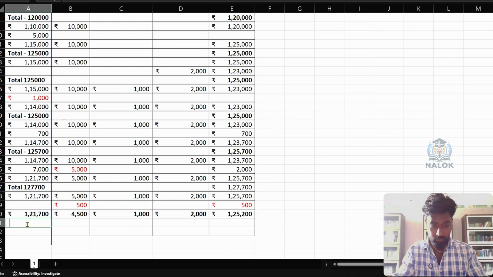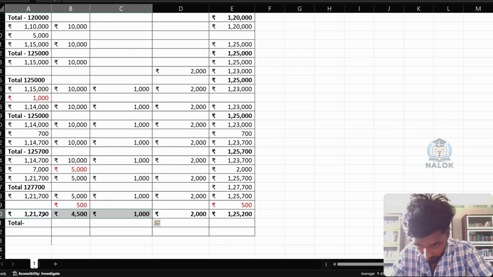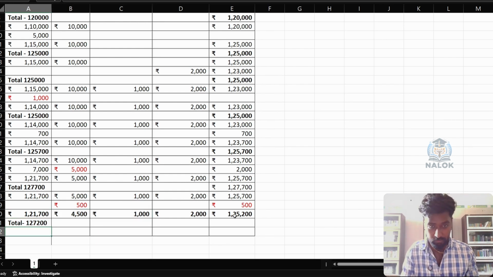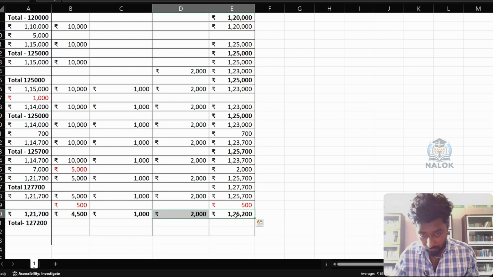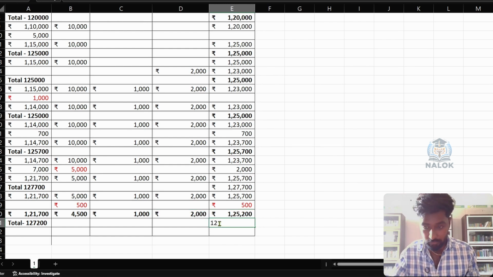So now the total is going to be 1,21,700. 4,500 plus 1,000 is going to be like 1,27,200. Now when we calculate this in the capital and liability section, it comes the same 1,27,200. So now our accounting equation is balanced.